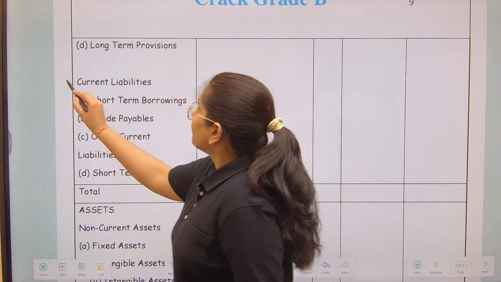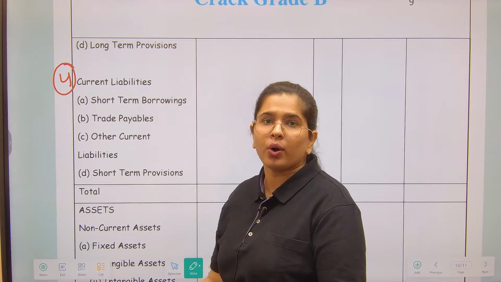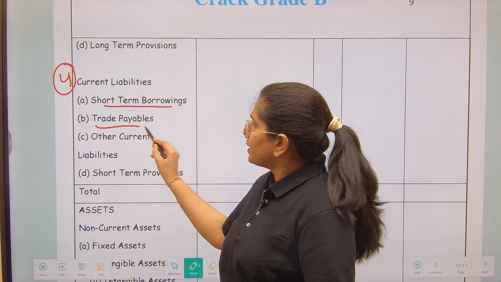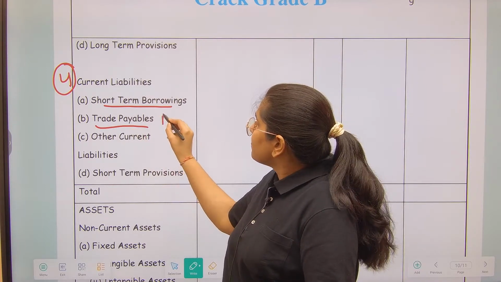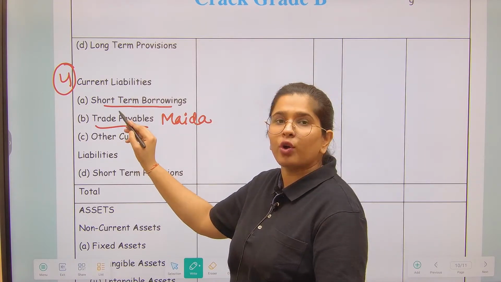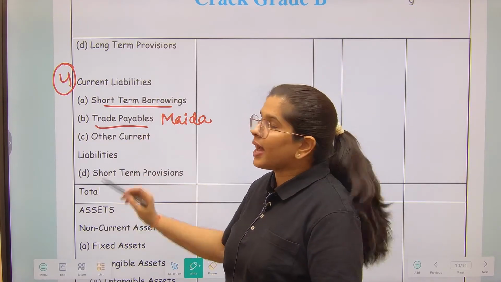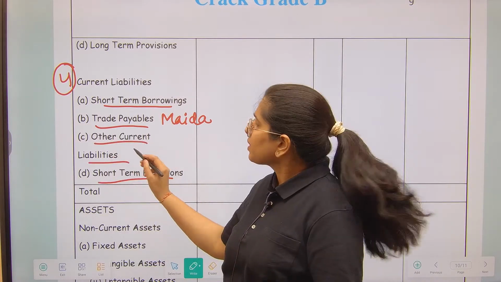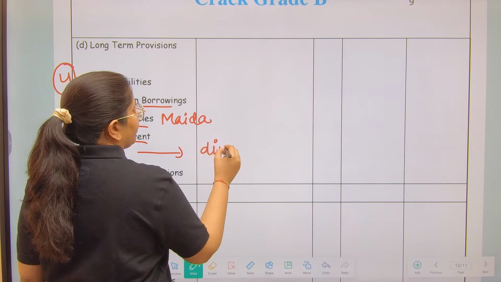And finally, the fourth item is your current liabilities. All those liabilities which are going to be consumed or paid off within a year. Short-term borrowings, trade payables. Trade payables means, suppose you are a manufacturer of biscuits and you have purchased maida. So the maida supplier is a supplier for you. He is providing raw material and other kinds of stuff in order to carry out your business, hence called trade payables. Other current liabilities and short-term provisions. Other current liabilities can be, suppose you have to pay the dividend.